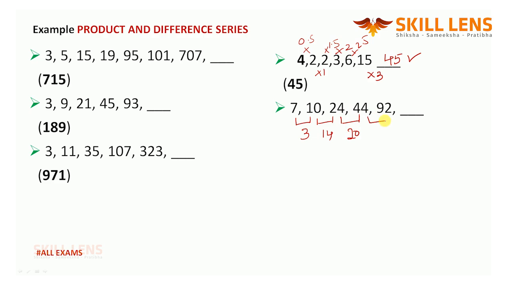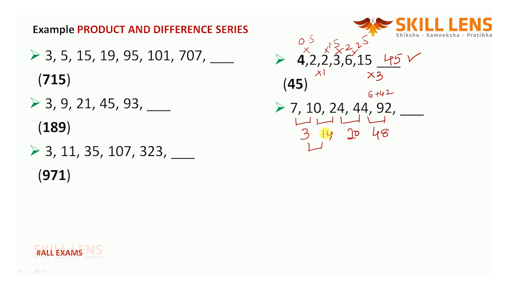Okay, what is the difference? The difference here is 44 and 92. The difference is going to be 6, 50 and 42. So the difference is going to be 48. Let me check the difference between the differences. Did I get any logic or not?